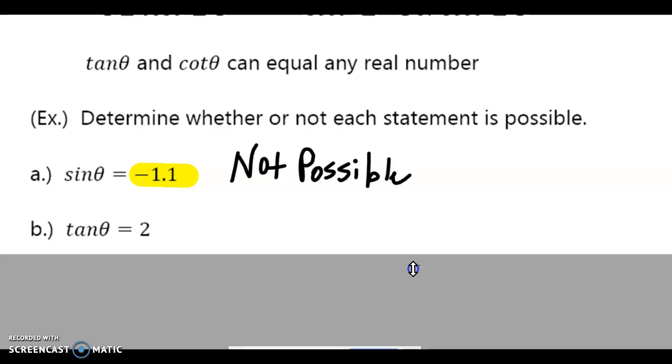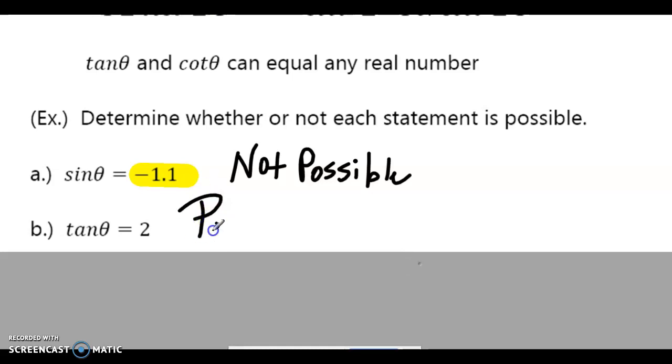Okay, the next one, tangent of theta equals 2. Tangent and cotangent can be any real numbers, and 2 is a real number, so we're going to say that's possible. We could probably just say yes or no on these, and that would be sufficient.